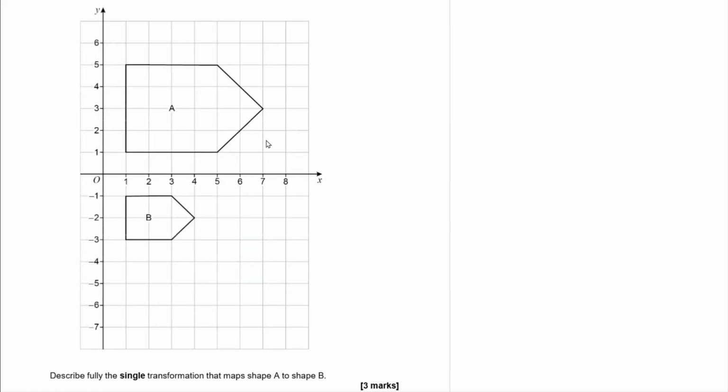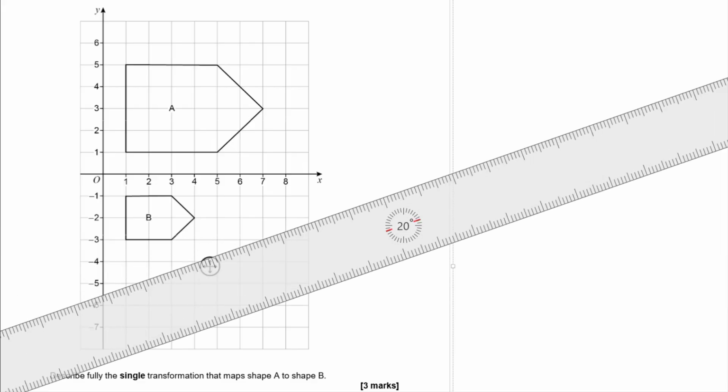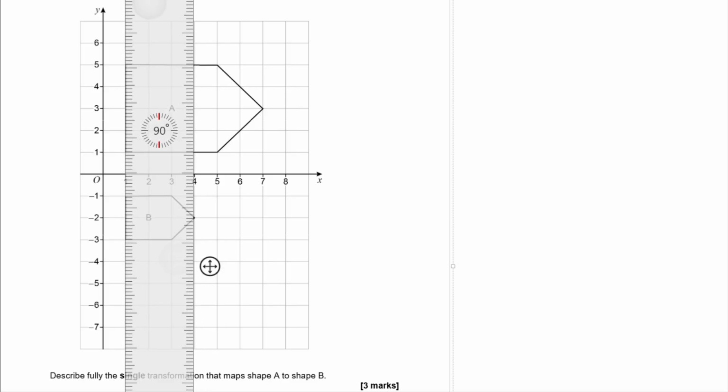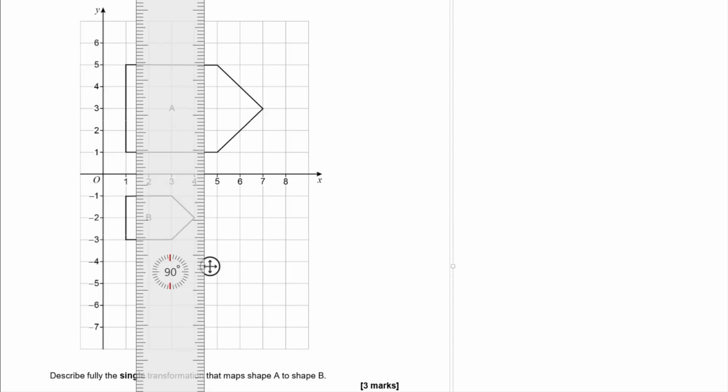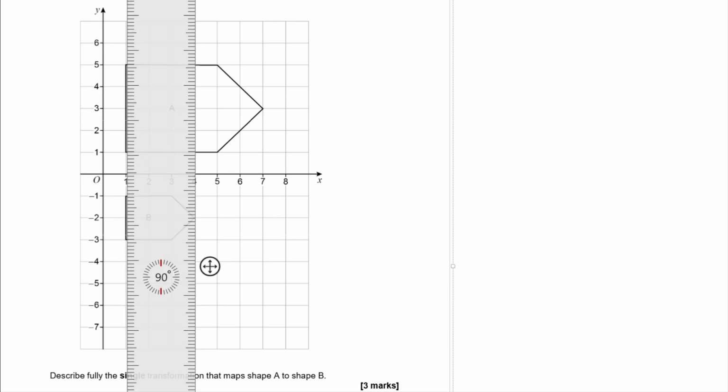Question 11. Describe fully the single transformation that maps shape A to shape B. Okay. Now this is an enlargement. I can see that already because the shapes are saying change size. But notice the original, the object, is bigger than the image. So this enlargement has actually made my shape smaller. Now that's fine. That can happen.